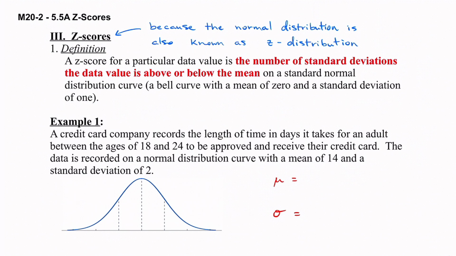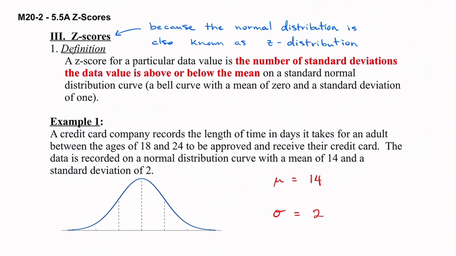It says a credit card company records the length of time in days it takes for an adult between the ages of 18 and 24 to be approved and receive their credit card. The data is recorded on a normal distribution curve, so that's again this kind of bell curve, with a mean of 14 and a standard deviation of 2. Let's just write those out. The mean, remember, mu stood for mean. So our mean is 14 and our standard deviation is 2.